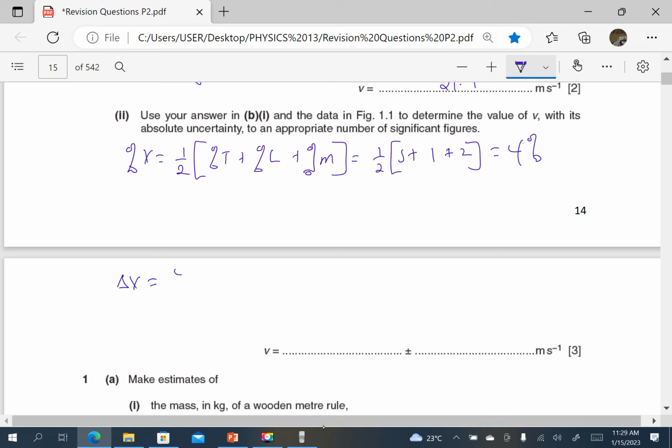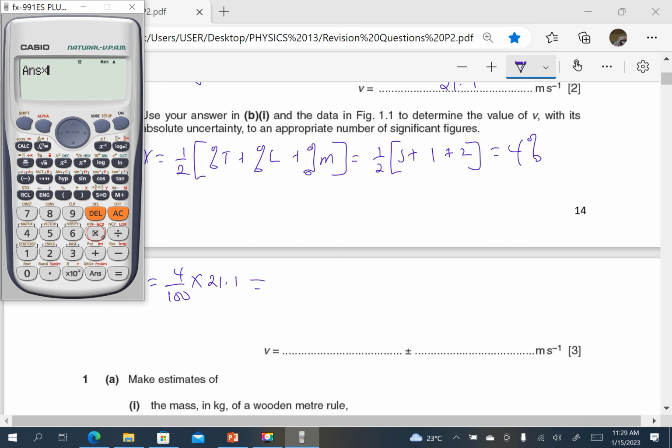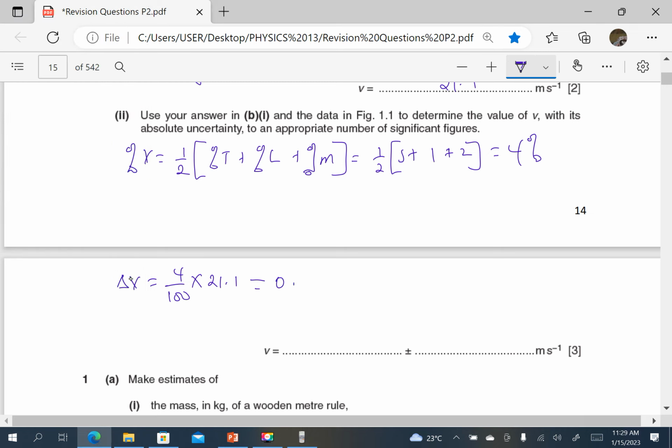Then we want the absolute uncertainty. Absolute uncertainty is going to be 4 over 100 times 21.1, or 21.09. I'll just multiply that answer times 4 divided by 100. That is 0.84. To one significant figure, it is 0.8. So v should be written to one decimal place. So that is 21.1.